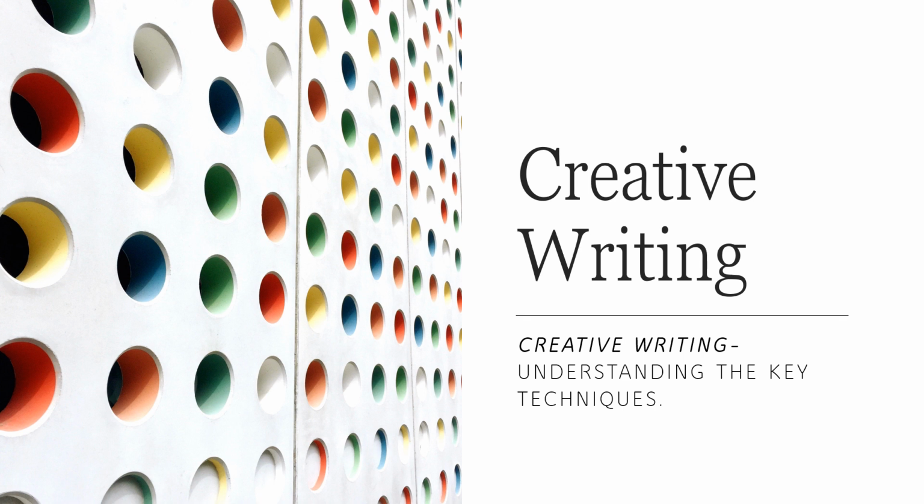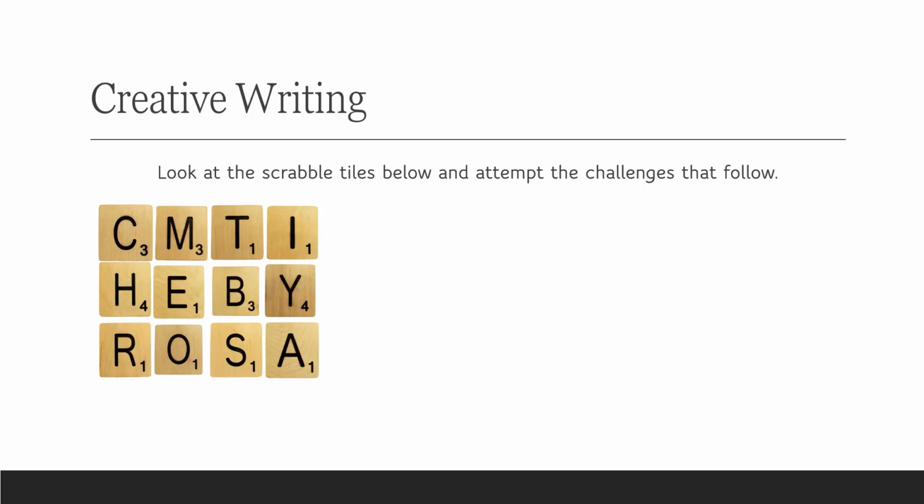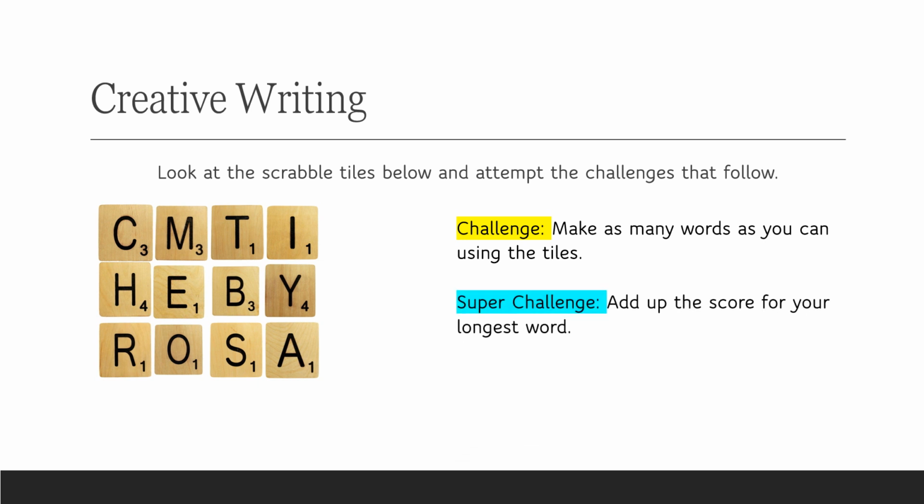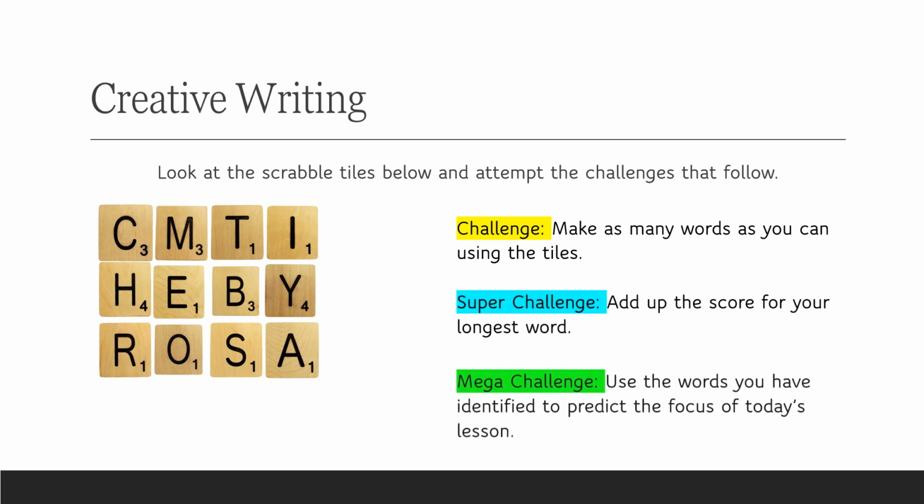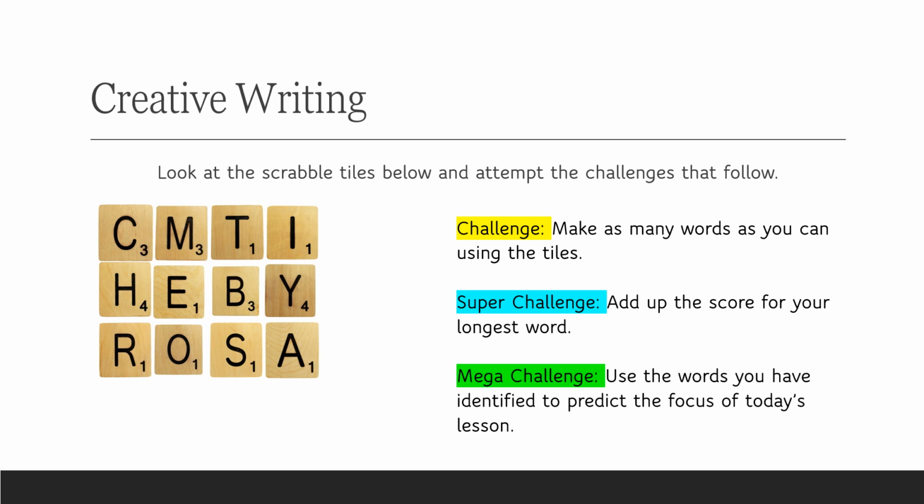So first thing to do is just have a look at the Scrabble tiles. It's a quick, easy game to play now, just to get us in the mindset for creative writing and start us thinking a little bit about the importance of words as well. So we're going to play a little bit of a different game to the way it normally plays Scrabble. So the first thing I'd like you to do is try and make as many words as you can using the tiles. Add up the score for your longest word, and the final one, use the words you've identified to predict the focus of today's lesson.